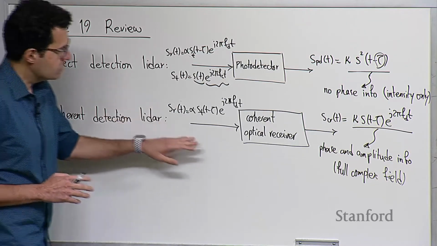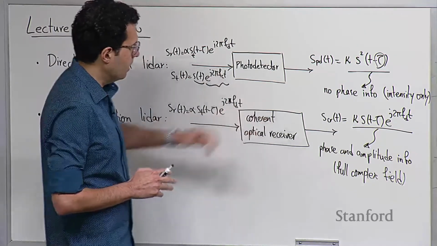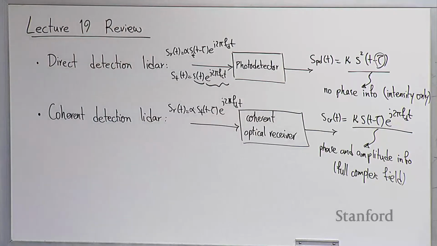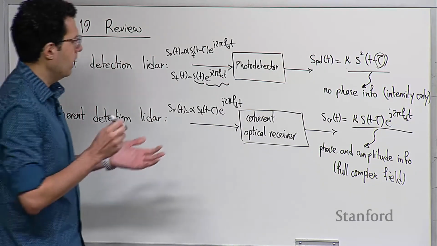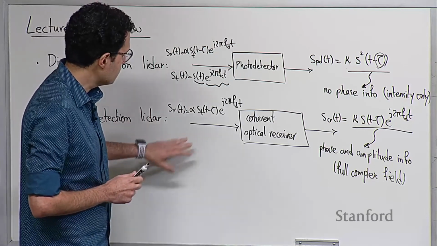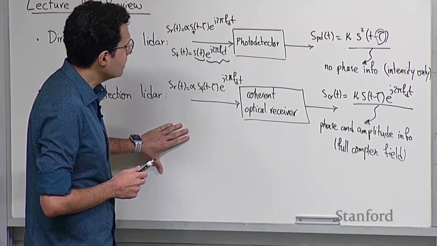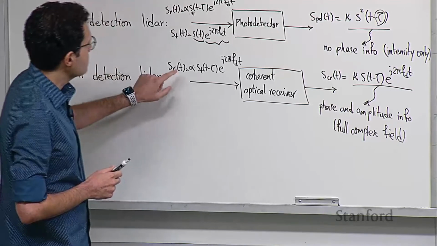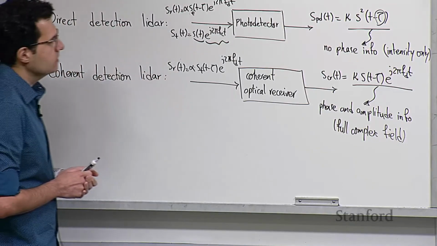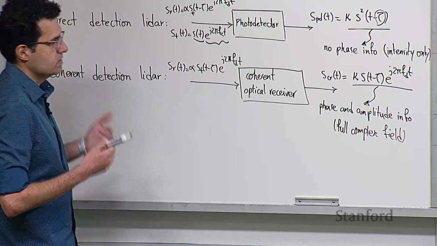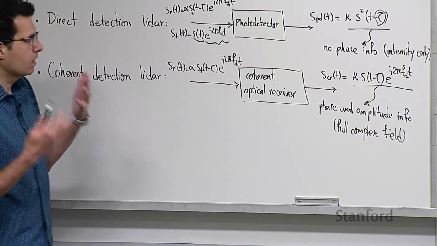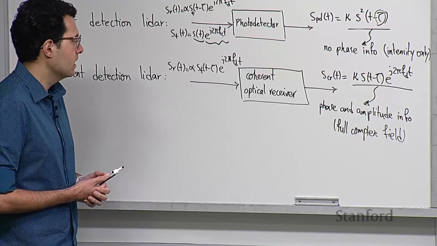Then we started talking about the more advanced type of LiDAR system, which is coherent detection LiDAR. These systems, as we said, employ a more complex optical receiver, which is called a coherent optical receiver. What you get out of a coherent optical receiver is a signal that is proportional to the full complex waveform that was transmitted.